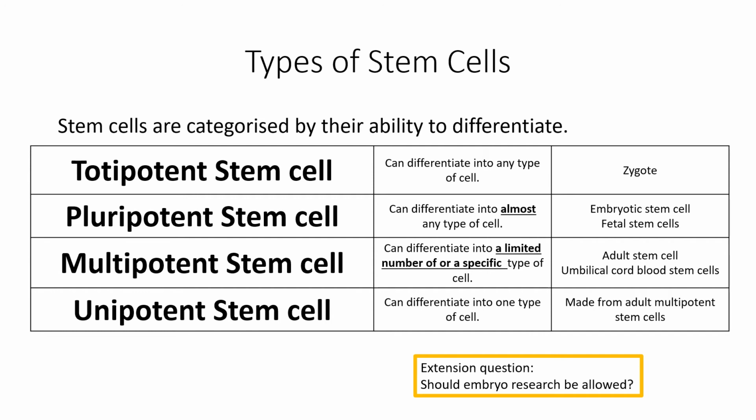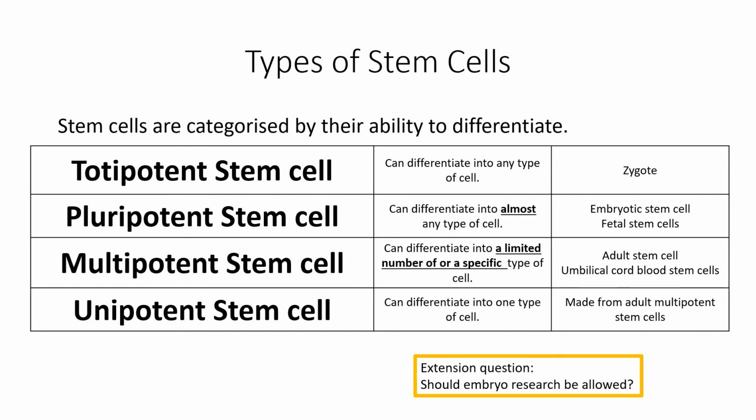We go to pluripotent. Pluripotent are the ones that more and more are being used in research, and they can differentiate into pretty much every type of cell. Not all, they're not quite as good as totipotent, but certainly they cover the majority of different fields of research and medical treatment.